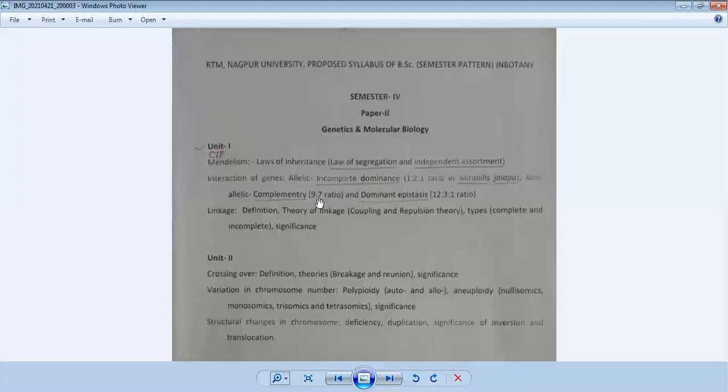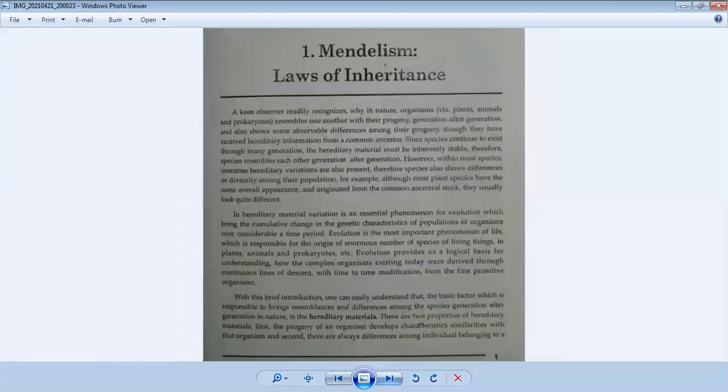Non-allelic gene interaction has some explanation related to complementary genes, then dominant epistasis. Next topic, linkage, that is a definition, theory of linkage, coupling and repulsion theory. Types of linkage, that is complete and incomplete linkage, and its significance. So let's just start with this unit 1.